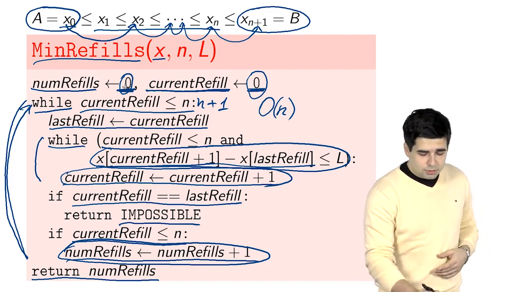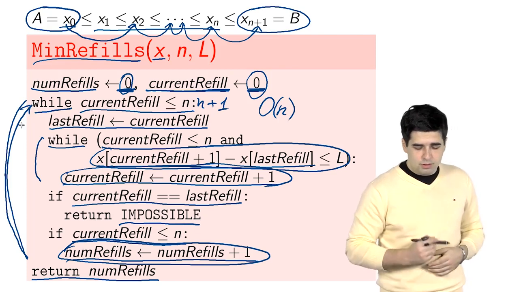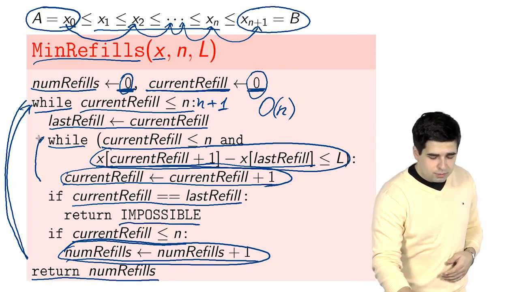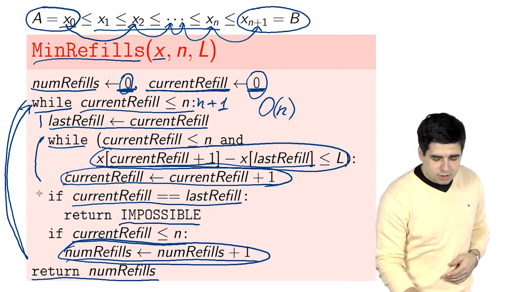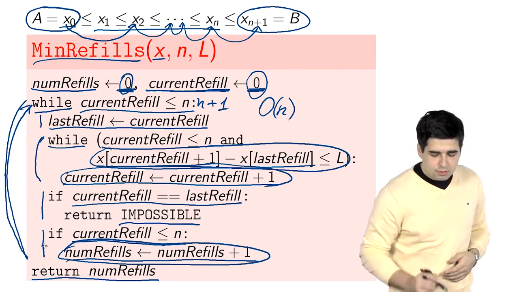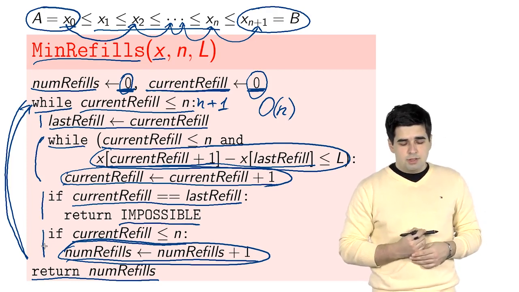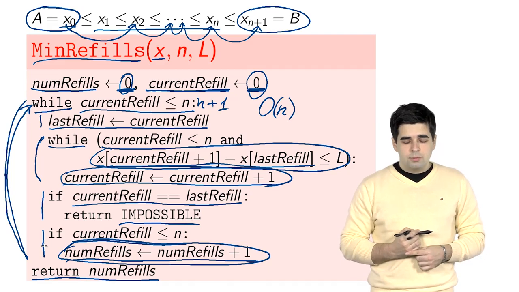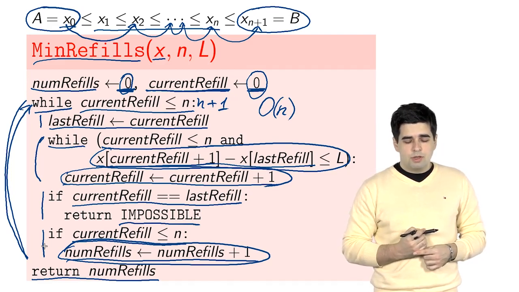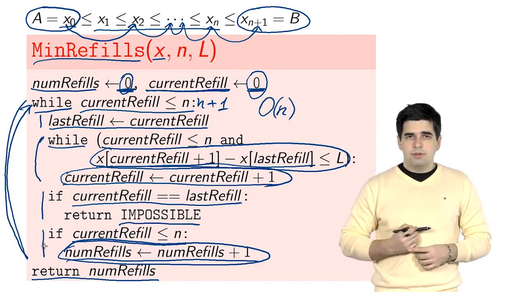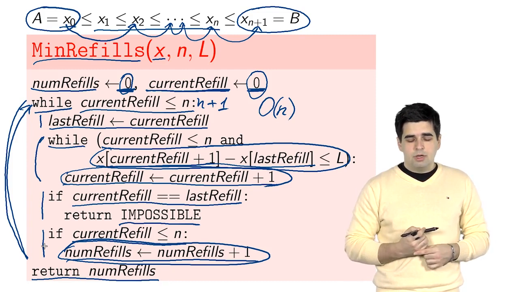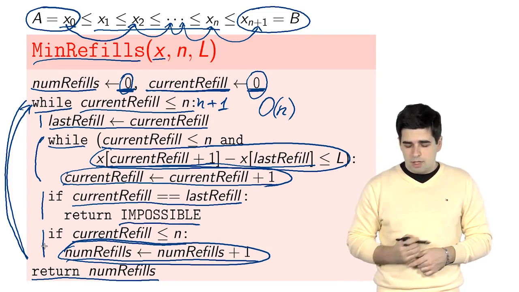And so we have at most n+1 iterations of the external while loop. Everything but the internal while loop takes constant time. This assignment, this if, and this if with assignment. And the external loop and internal loop combined also spend at most linear time of iterations, because they change variable current refill, and it changes at most linear number of times. So all in all, our algorithm works in big O of n time.